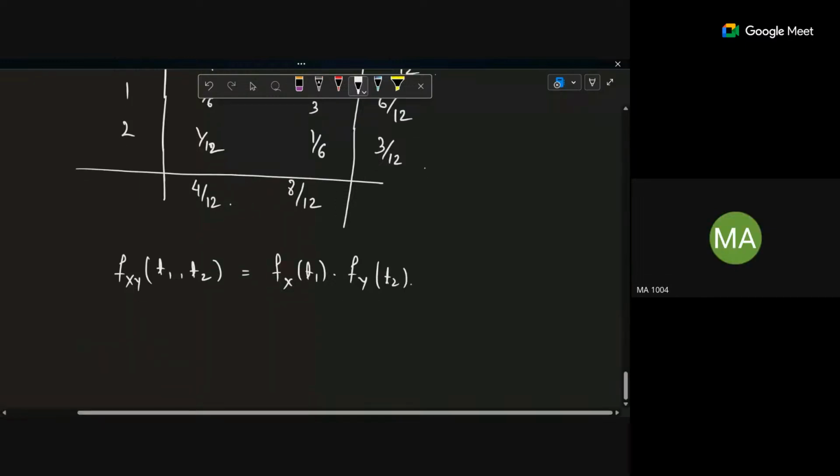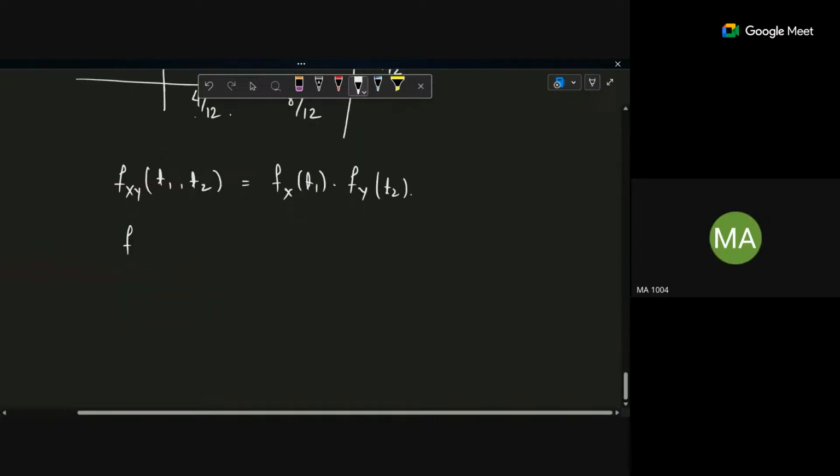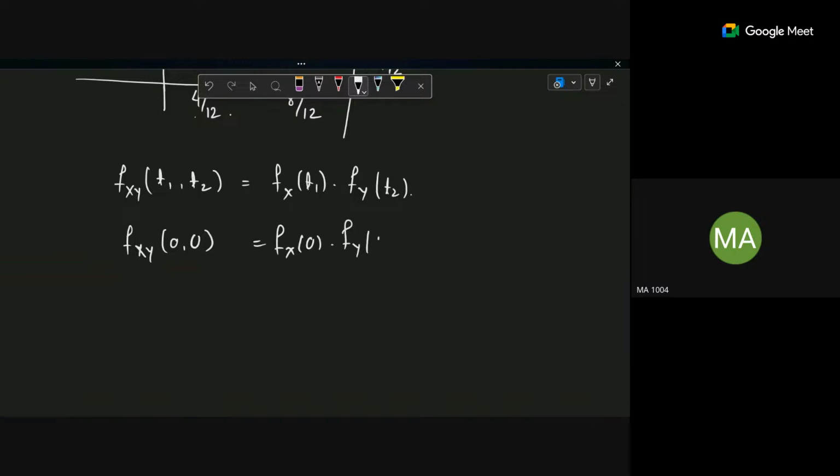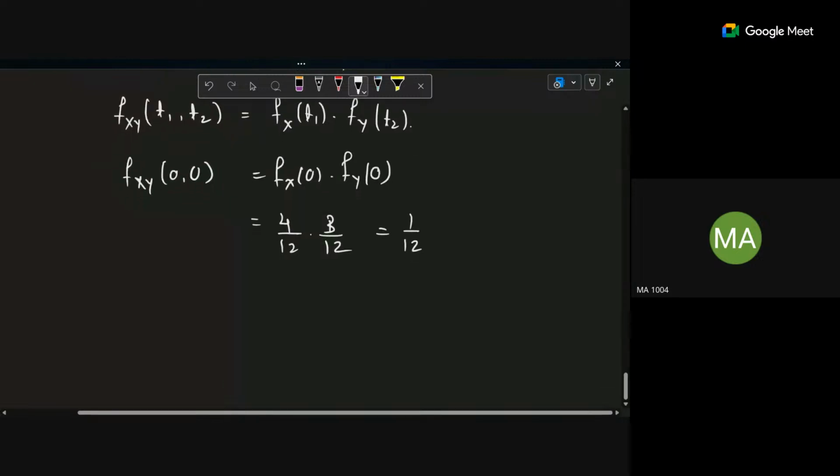So just check whether fxy of 0, 0 is equal to Fx of 0 into Fy of 0. Just check it. You will get 1 by 12, right? What is Fx of 0 into Fy of 0? That's 4 by 12 into 3 by 12. And once you calculate it, it's 1 by 12. Okay, this is the way to check whether your X and Y are independent or not.